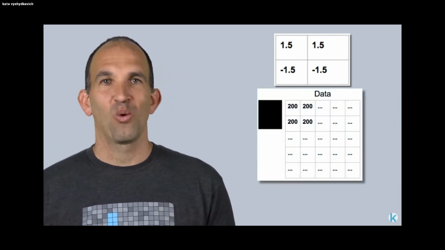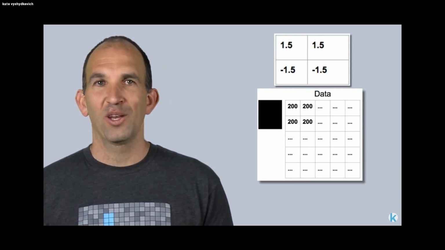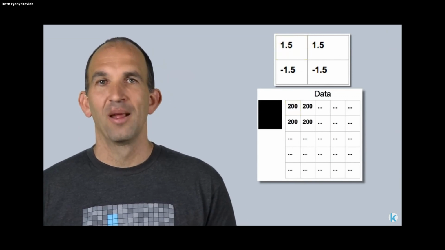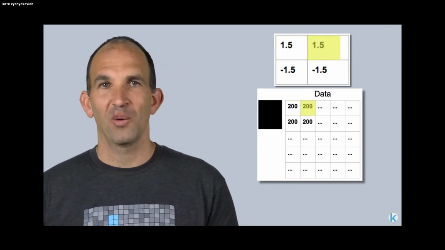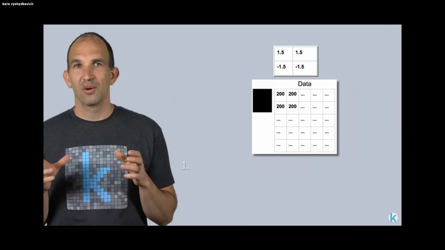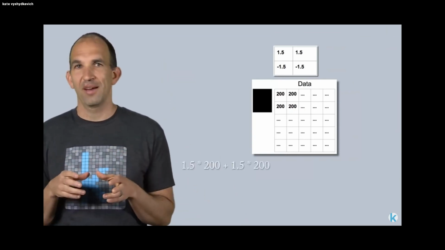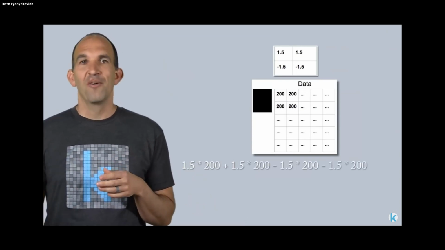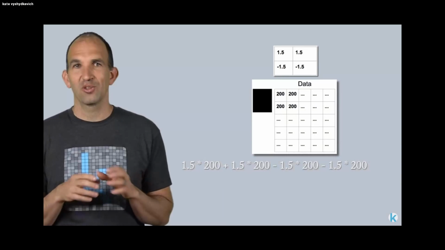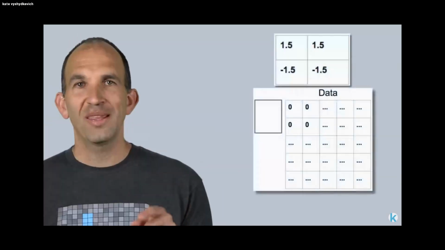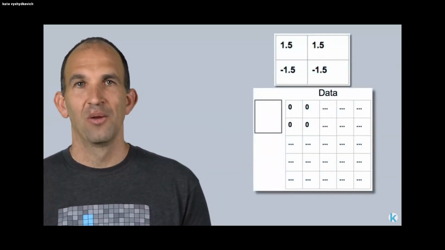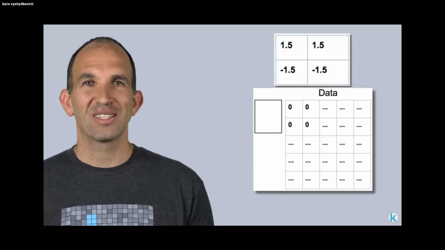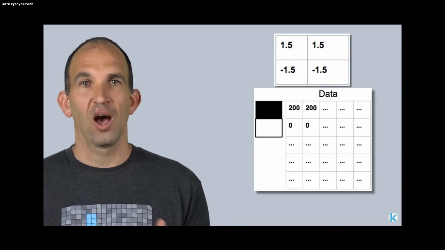Here we have a part of the image where all of the pixels are the same intensity. We do array-style multiplication, multiplying the upper left values in each tensor, and then the upper right values in each tensor, and so on. Then we sum them to get the results. So we get 1.5 times 200 plus 1.5 times 200 minus 1.5 times 200 minus 1.5 times 200. For this particular convolution and this set of pixel values, we get a result of 0. Doing the same thing where we have a white area, like this, we get 1.5 times 0 in each cell, so we get 0 again. Let's use the same convolution where we have dark pixels above some light pixels.